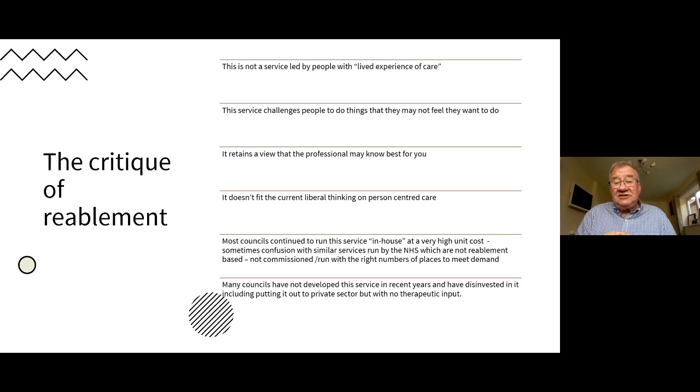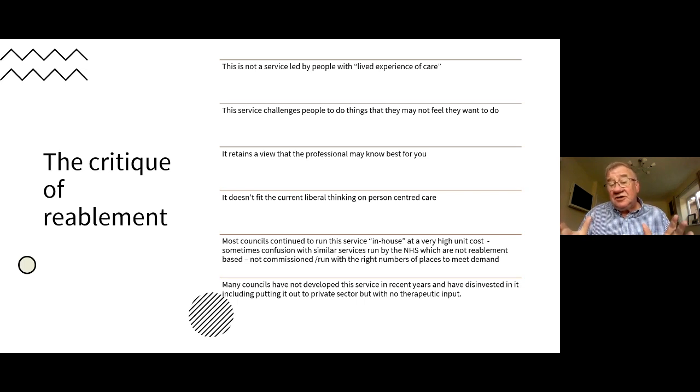Sometimes there are confusions with similar services run by the NHS, which are not always reablement based. There are some good NHS services, and certainly we've worked in places where there's an NHS reablement service and a local authority reablement service both working next to each other. Not the most useful use of resources or getting the right help to people in the right ways. We always advise people to look to bring those services together to create a single unit, maximise the capacity.